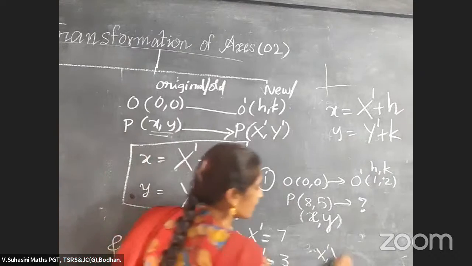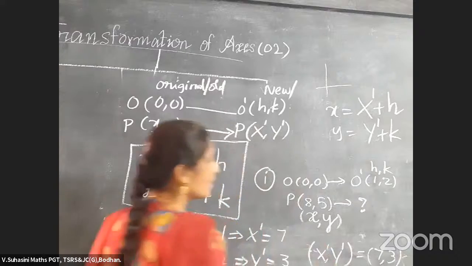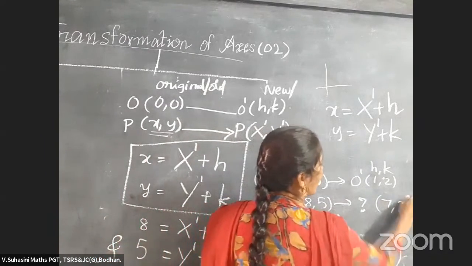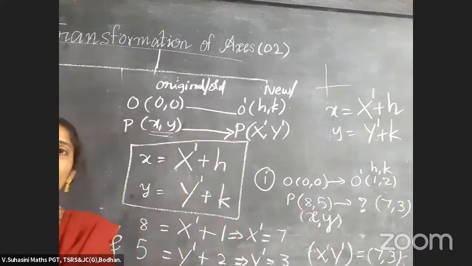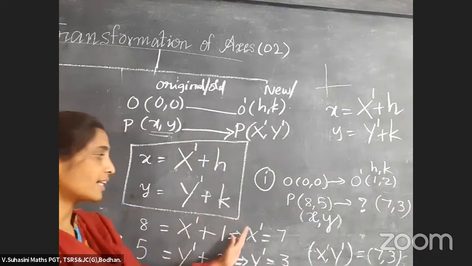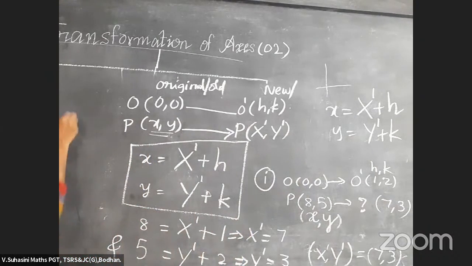X dash, y dash is equal to 7, 3. So, 8, 5, how is this changing? 7, 3. So, in the question, we have to understand what is given and what we need to find. That is one kind of question. In this pattern, we have three kinds of questions.